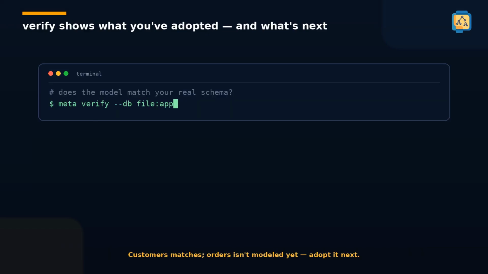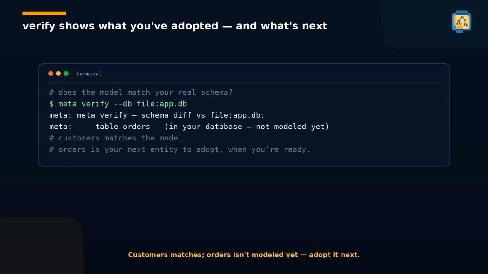Run verify against your live database, and it tells you exactly where you stand. Customers matches the model. Orders isn't modeled yet, so that's your next table to adopt whenever you're ready.